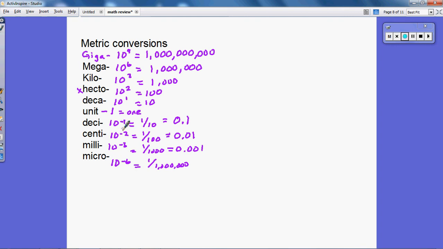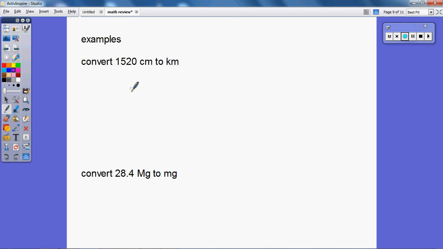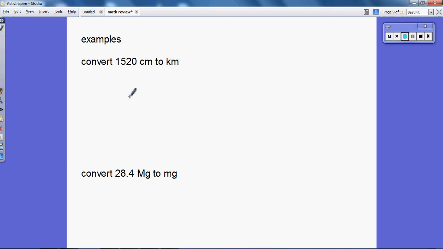So here are the conversions. They need to be memorized. There aren't that many of them. It'll be fine. When we then go to actually do the conversions, I'm going to show you a couple of different ways to do this. I'm going to start with what should be very familiar from your chemistry class.